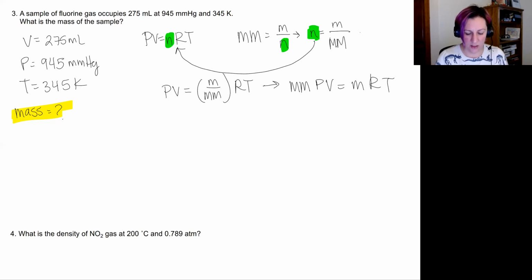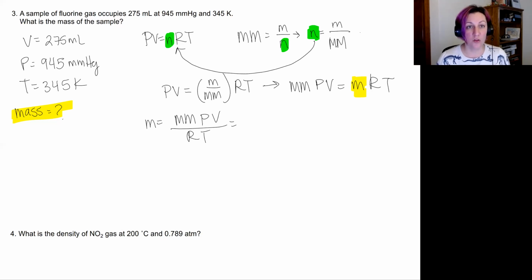Now I'm going to solve for mass. That's what I'm most interested in this problem, ultimately. So I'm going to rearrange that, set it equal to mass. You can also just plug into this version of the equation too, if you prefer. So my mass will be equal to molar mass times pressure times volume divided by RT. And now I'm going to actually plug in those values.